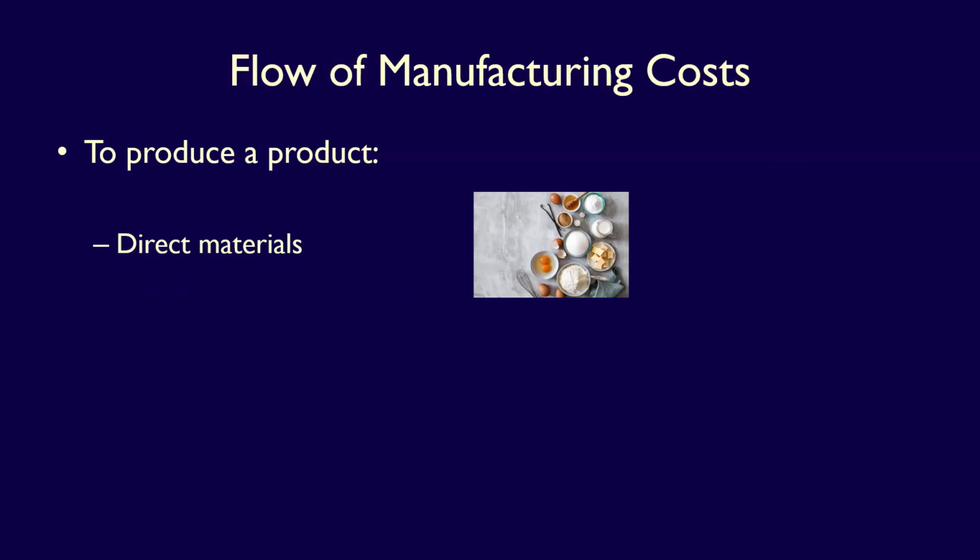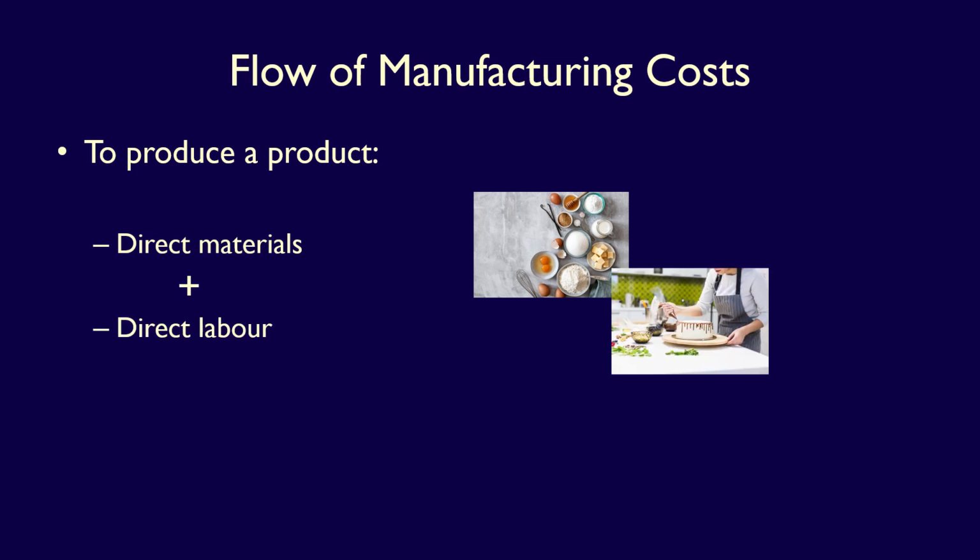To produce a product, we start with direct materials, the raw materials that are used to produce the product during the manufacturing process. These costs can be physically and directly traced to the product being produced. For example, the flour, sugar, eggs, milk, butter, and other ingredients required for manufacturing a cake. We then add in direct labor, which is the cost of the workers who convert the raw materials into the finished goods, and whose work is directly traceable to the production of the product. The baker, for example, who bakes the cake would be categorized as direct labor.